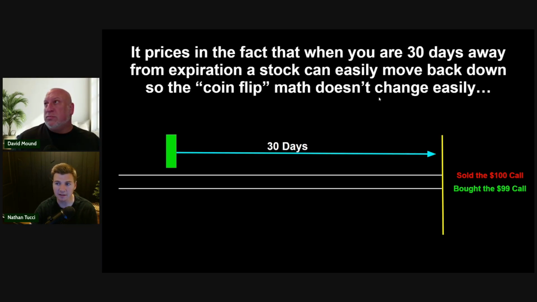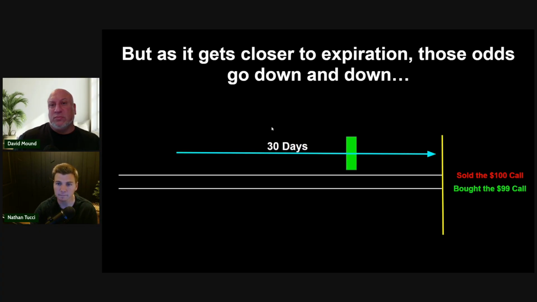It prices in the fact that when you're 30 days away from expiration, a stock can easily move down. So the coin flip math is not going to change easily, right? You can go up 1%, but it's still going to say, hey, listen, there's 30 days left here. The market could easily fall. It could even go up 3%. And yes, that will affect price, but it won't affect it nearly as much as if it's closer to expiration and then moves higher the same way, where you don't have the 30 days left. And again, that's because it's a probability machine. As it gets closer to expiration, those odds go down and down and down.